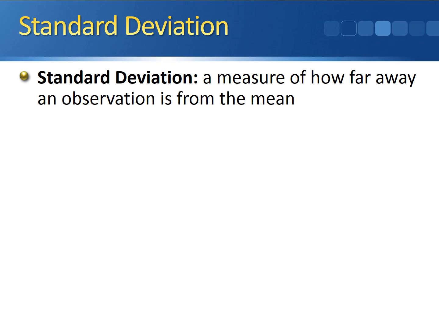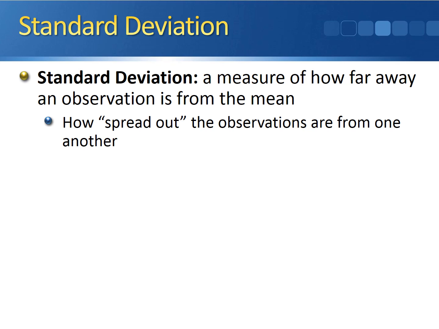Now, the standard deviation is defined to be a measure of how far away an observation is from its mean. You can also think of it as how spread out the observations are from one another. If you have a large standard deviation, that means the range of your observations is fairly large. The observations aren't particularly close. If you have a small standard deviation, it means that most of your observations are concentrated close to the mean.